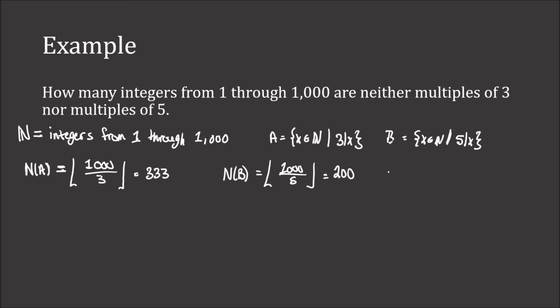And then finally, N of A intersected with B. So which integers are divisible by both 3 and 5? Well, those would be the integers divisible by 15. So if we do 1,000 divided by 15 and take the floor of that, there are 66 of those.